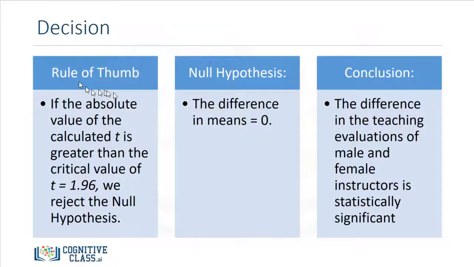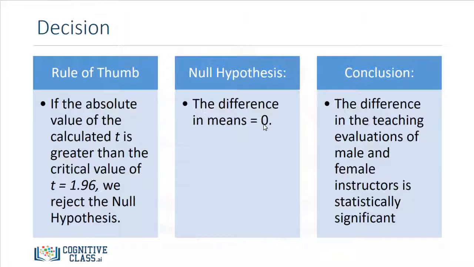We return to our main rule of thumb that if the absolute value of the calculated t is greater than 1.96, we reject the null. And the null hypothesis is that the difference in means is equal to 0. That is, the average teaching evaluation score for men and women is the same, and hence if they are the same, the difference would be 0.